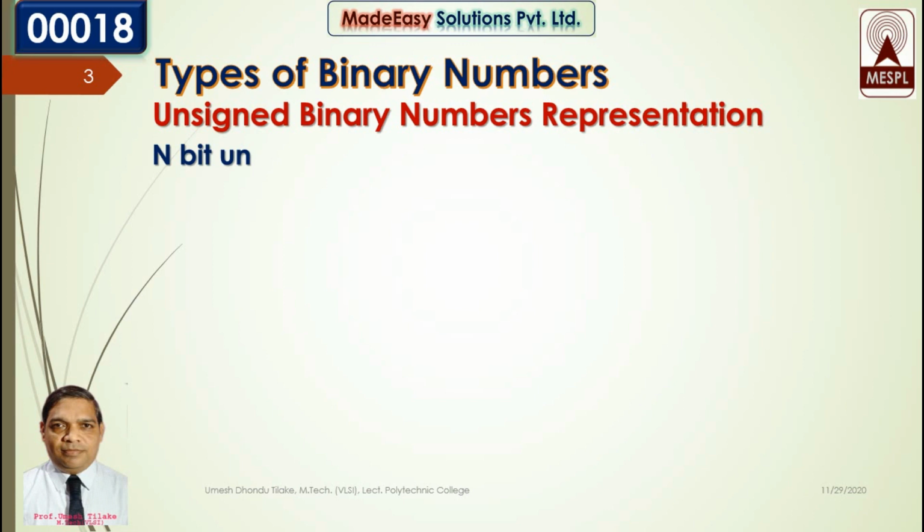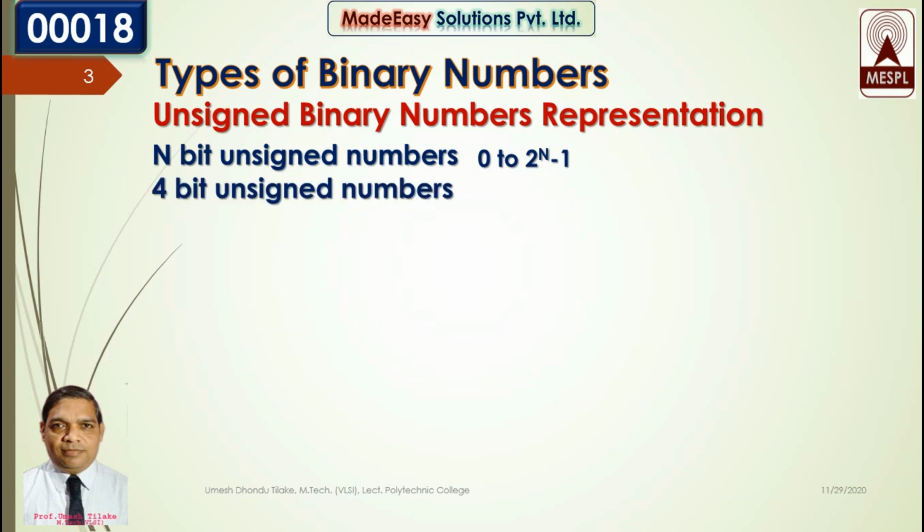Let us consider n bit unsigned binary numbers, and the total numbers we can write are 0 to 2 power n minus 1. Let us consider 4 bit unsigned binary numbers. So using the above formula, we can represent 0 to 2 power 4 minus 1 numbers. So 2 power 4 is 16 and 16 minus 1 is 15. So 0 to 15 numbers we can write in decimal, and those are 0000 to 1111 in binary.